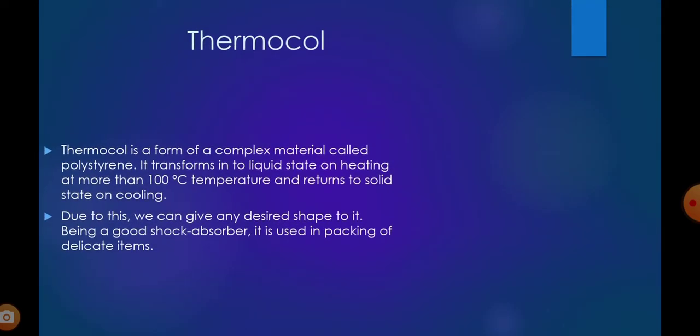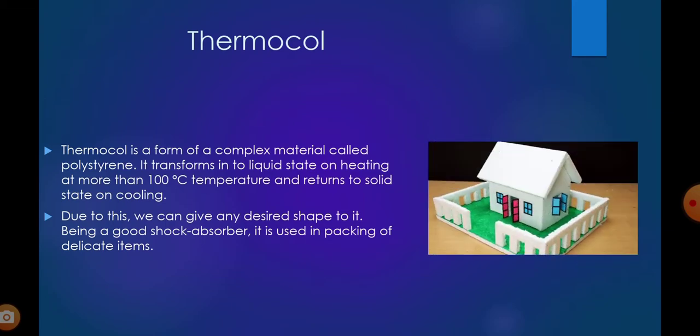Thermocol. Thermocol is a form of complex material called polystyrene. It transforms into liquid state on heating at more than 100 degrees Celsius temperature and returns to solid state on cooling. Due to this, we can give any desired shape to it. Being a good shock absorber, it is used in packing of delicate items. That's what thermocol. Nowadays, thermocol is totally banned. It is a very harmful thing to living beings and humans also. So we should not use any thermocol item.